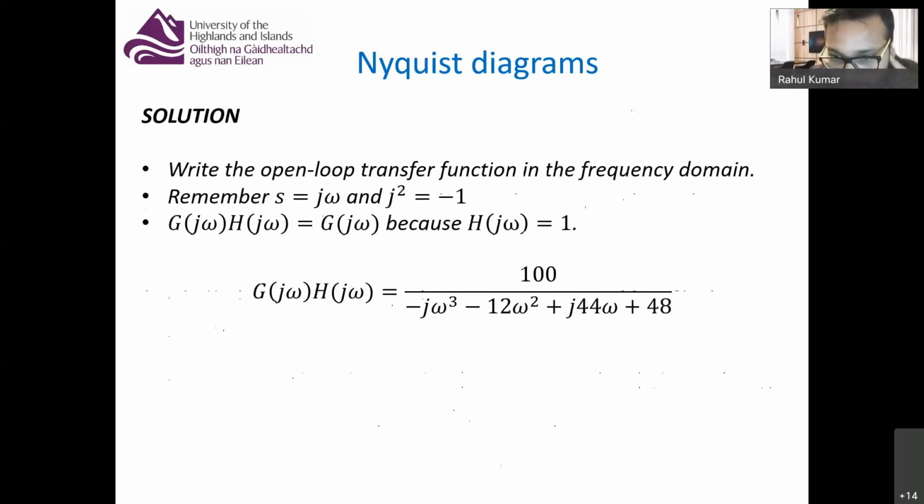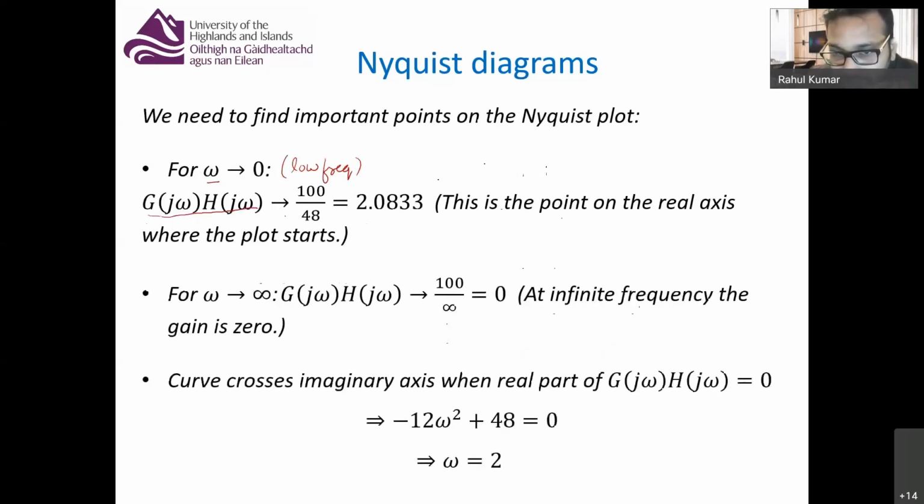If I replace omega with zero, all the first three terms in the denominator become 0. I'll be left with 100 divided by 48. And if you solve it, you will get 2.083. So this will be the starting point on the real axis of the Nyquist plot.